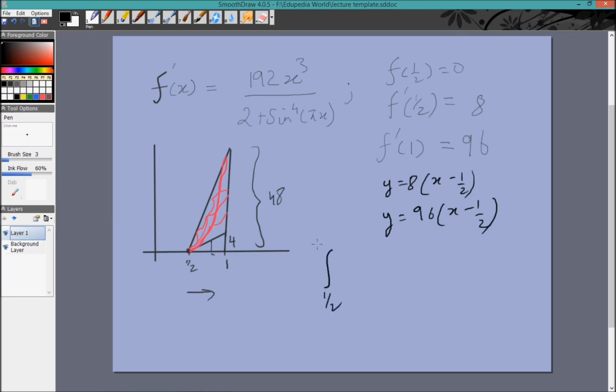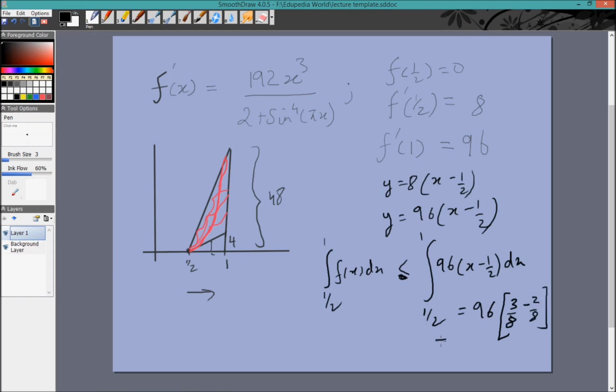So the integral of half to 1 of f of x dx has to be less than or equal to, actually not even equal to, because we know it's changing between the two, the integral from half to 1 of 96 times x minus half dx, which comes out to be 96 times, the integral of x will be x squared by 2, 1 squared by 2, that is half, minus half squared by 2, that is 1 by 8, so it gives me 3 by 8, minus half into half is 1 by 4, so that is 2 by 8, which gives me 96 into 1 by 8, which gives me 12. So the upper limit is 12.